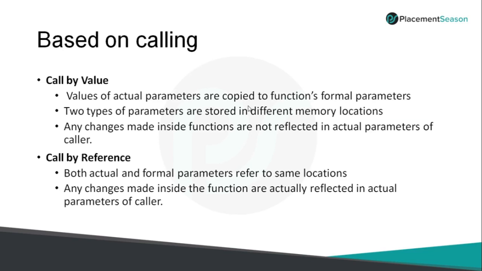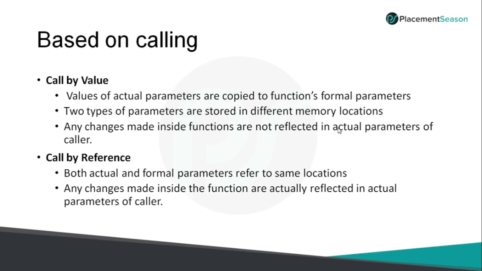The types of function based on calling: there are two types. The first one is call by value and the second one is call by reference. In call by value, even if you pass some value inside the function, that value's copy is going to enter into the function. So the values of actual parameters are copied to the function's formal parameters. In the memory location, they will be considered as two different parameters.